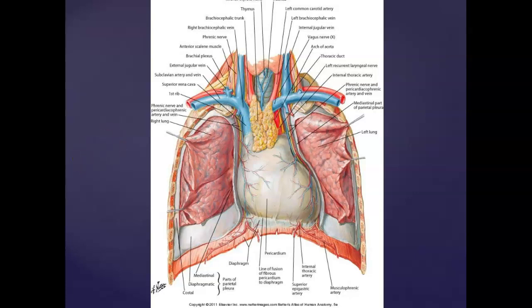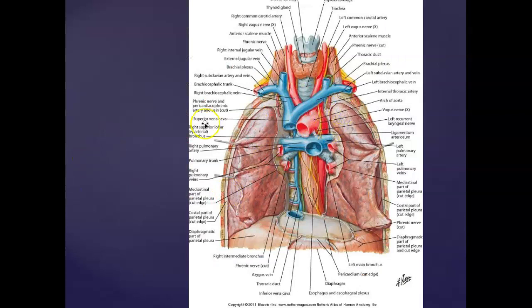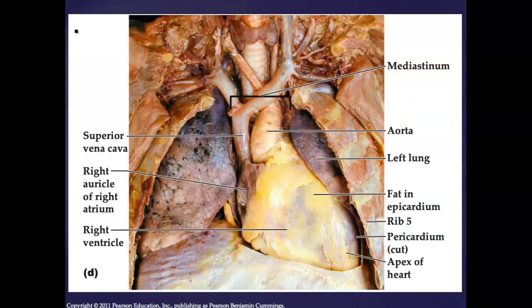As we look down a little bit further, let's come back to that arch of the aorta. I'll go to this picture. Well, here you can see the arch of the aorta. Here you can see the three vessels that come off of it. Let's look at this view here.